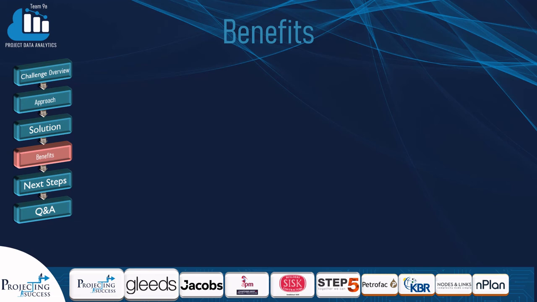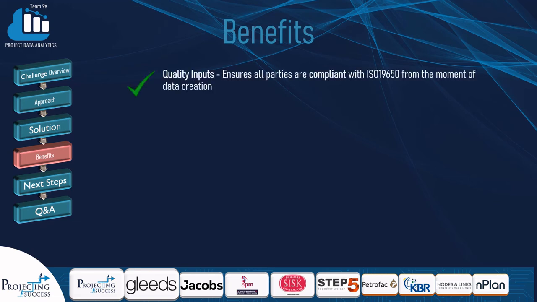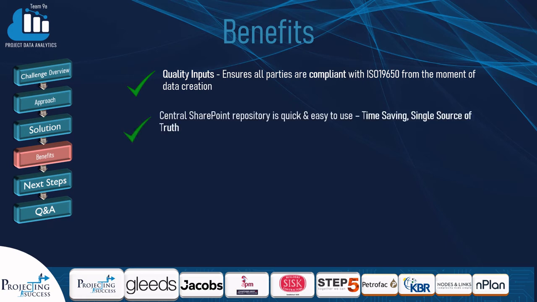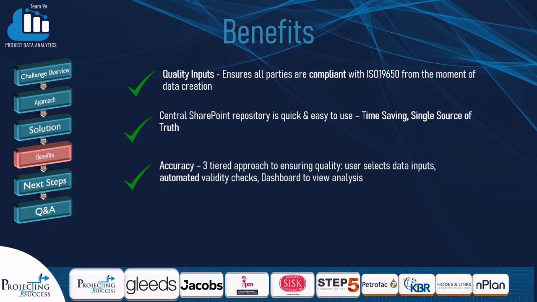Benefits of our approach. Data validation on input ensures all data is in line with ISO 19650 and that correct standards are followed. A single source of truth avoids duplication of data and saves time and effort due to the usability of the system. A three-tiered approach ensures accuracy: data quality is correct on input, automated validity checks, and an easy-to-use interface to view analysis in the dashboard. Ultimately, this all gives confidence to the project managers to save significant time and money.